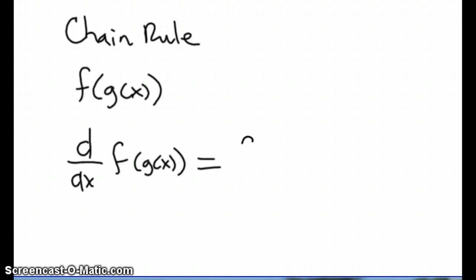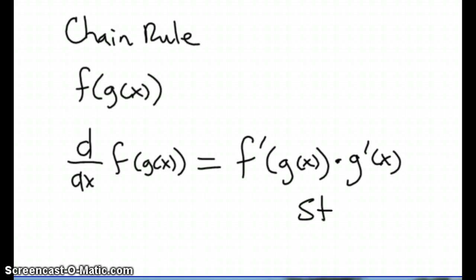the way it works is you take the derivative of the outside function with the inside function still in it, but then you take the derivative of the inside function. And then the important thing is you stop. Very important to stop.